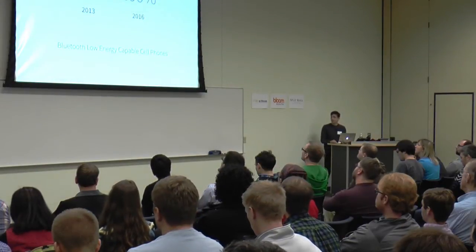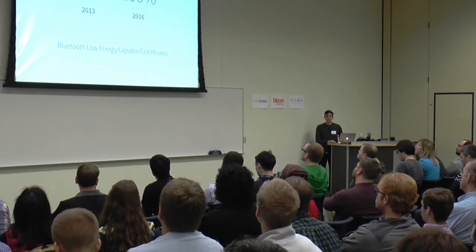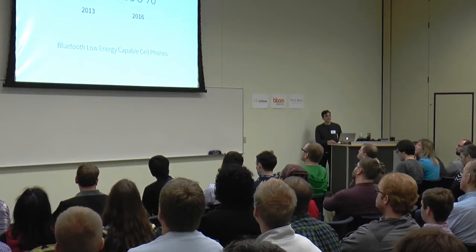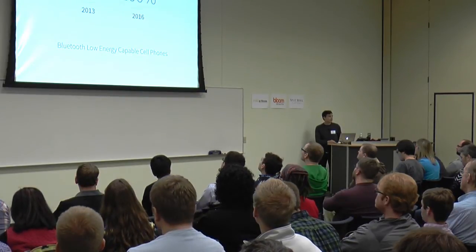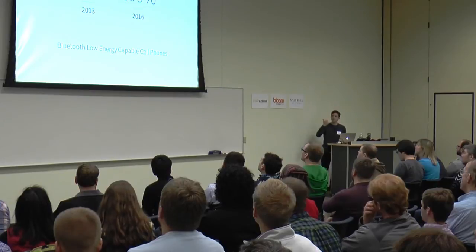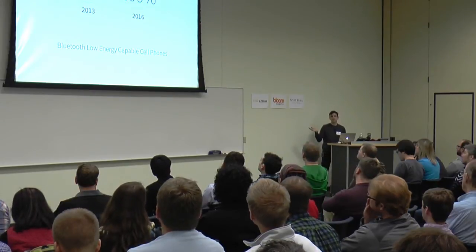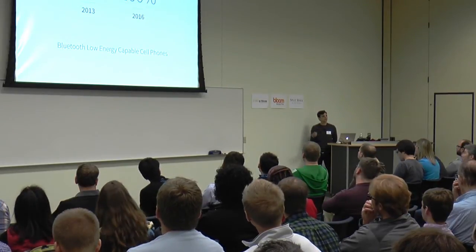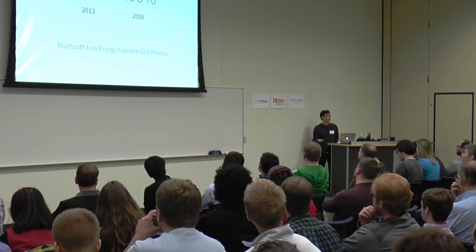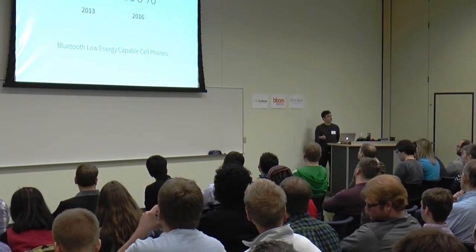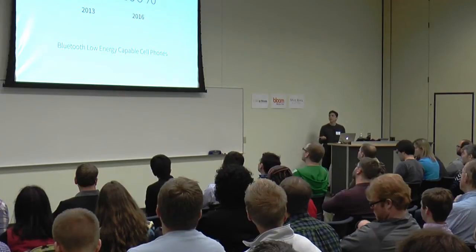The Bluetooth Special Interest Group predicts that 2/3 of all cell phones will have Bluetooth low energy radios in them this year. And by 2016, that'll be 100%. And really, this 100% number means that anywhere, any peripheral where you see a Bluetooth radio right now, by 2016, that will either be a Bluetooth low energy radio or it will be a dual mode radio that supports Bluetooth Classic and Bluetooth low energy.